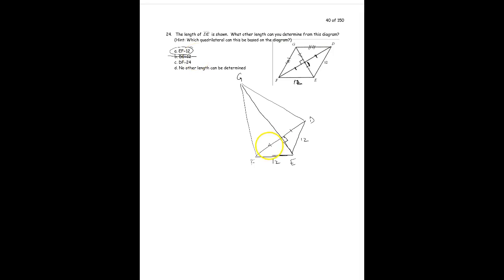And then DF, well, it can't be 24 because each one of these pieces is a leg of a right triangle where the hypotenuse is 12. So we know that DF has to actually be less than 24 because each leg has to be less than 12. So it's not that one. And we did find length A. So that's why we eliminate D. So the answer here is A.